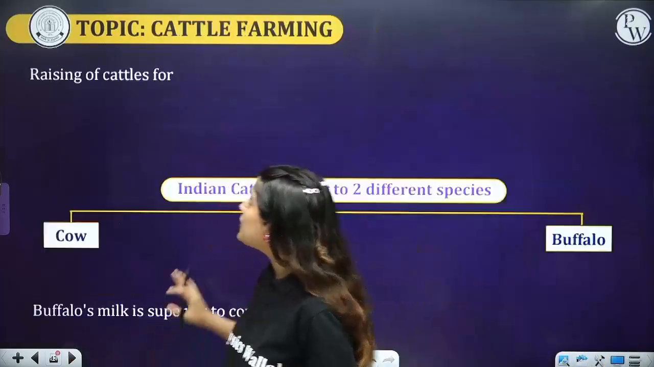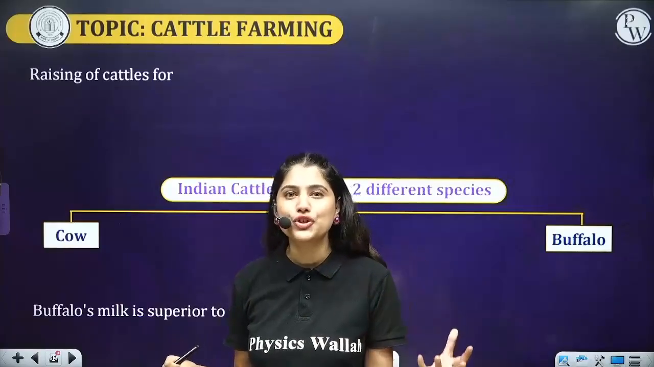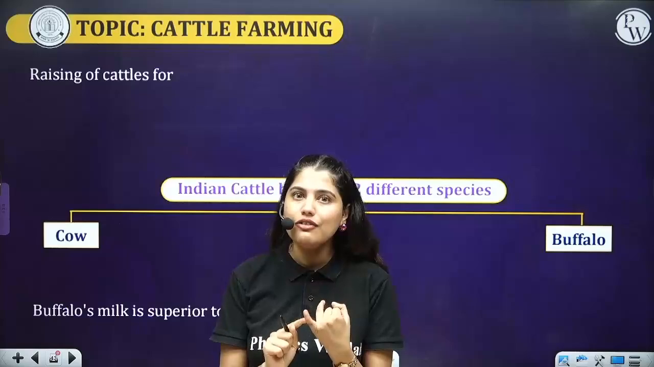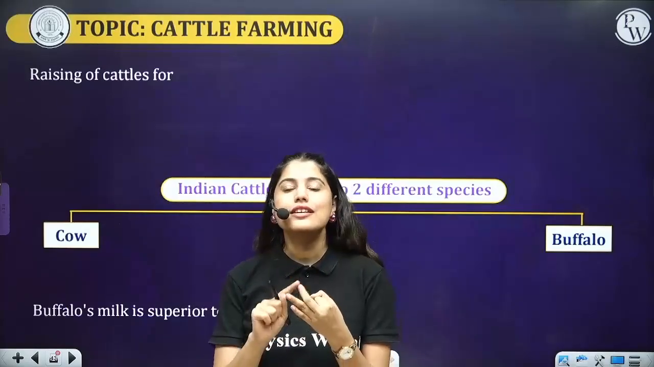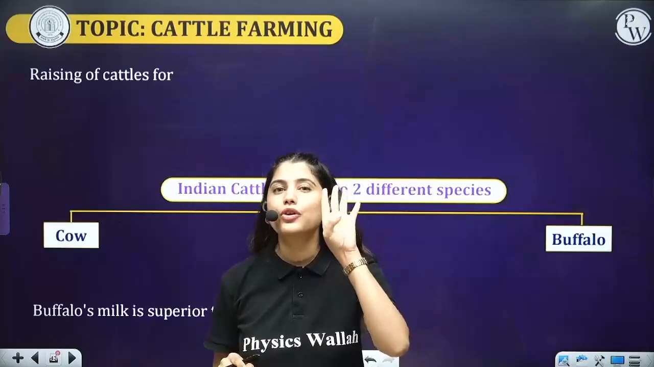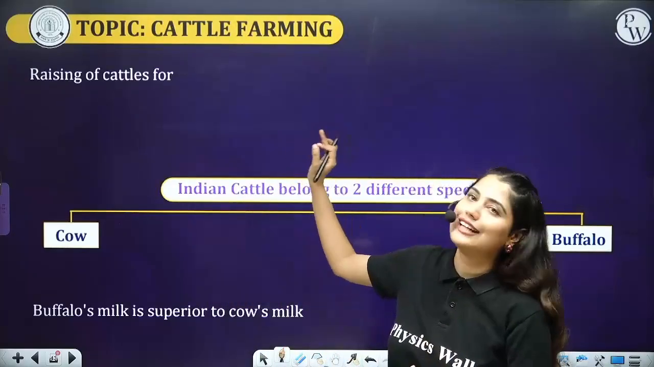Next, moving towards the topic called cattle farming. Again, we are taking care of different sorts of animals. We are going to talk about cattle farming, then poultry, then fish production, and lastly the honeybee. So we talk about four things here. We start first with cattle farming.